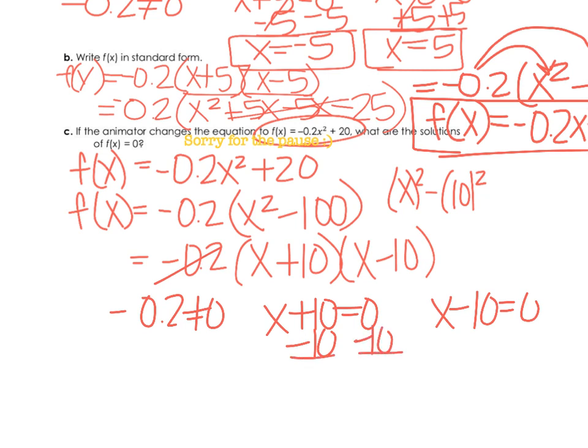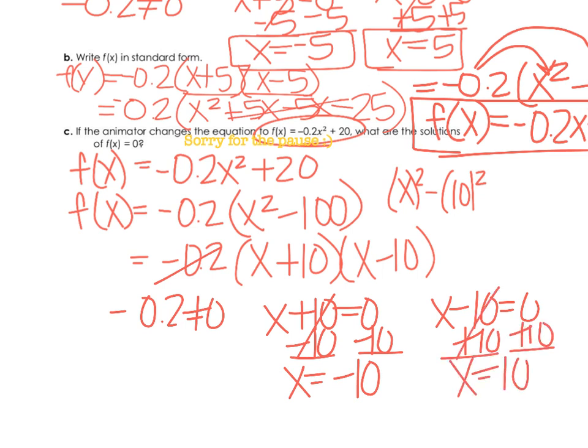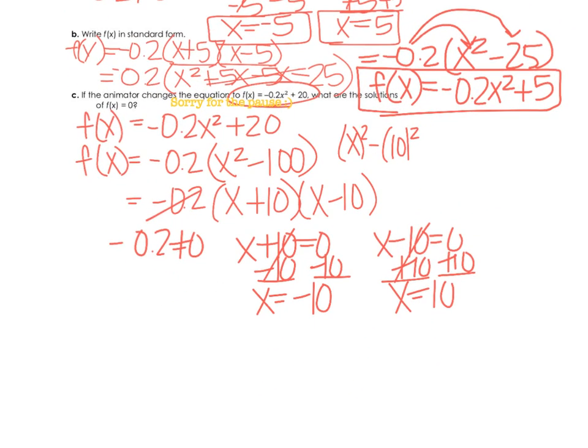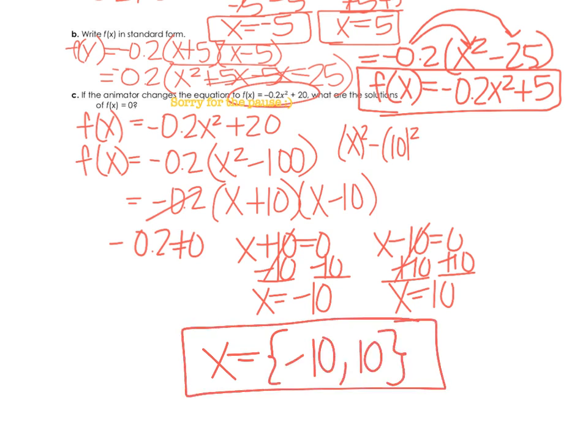Subtract 10 from both sides. x equals negative 10. Add 10 to both sides. x equals positive 10. So our solutions are going to be negative 10 and positive 10. And that's our final answer.